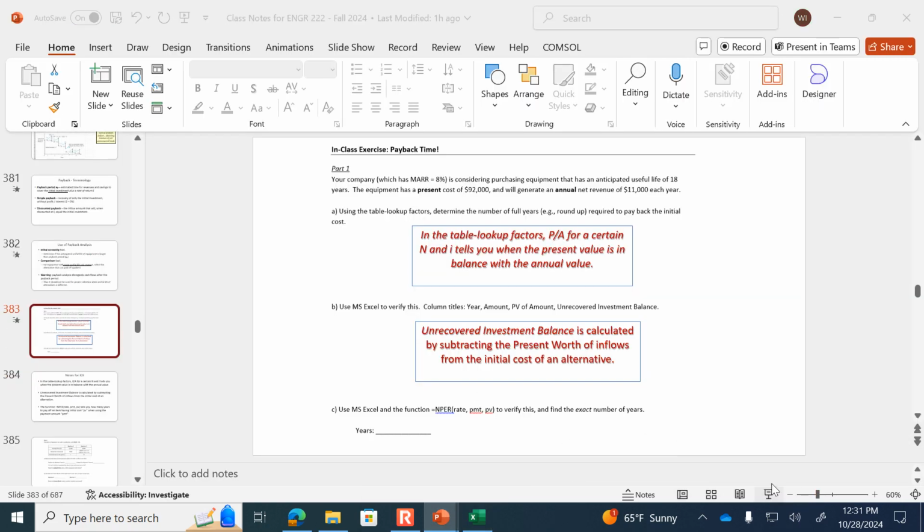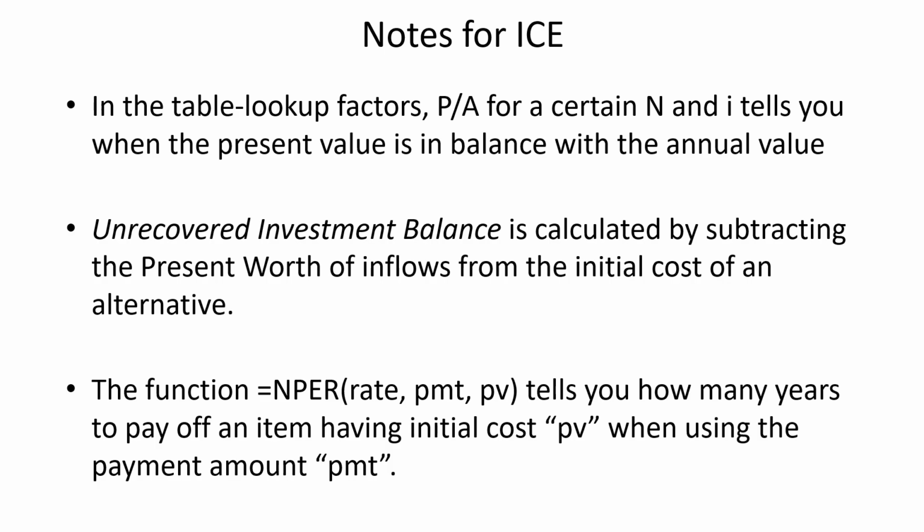Okay, so that's the first one. We used the table lookup factors and the crossover point, where we're looking for the P/A to be equal to the ratio that we determined. Then we calculated the unrecovered investment balance and used the NPER function to verify the other two methods as well.